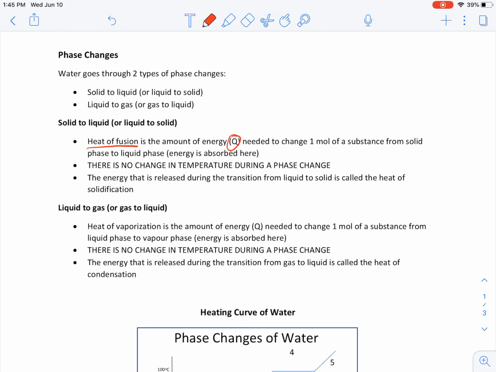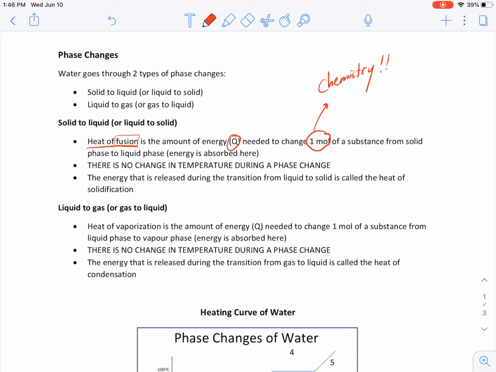to change 1 mole. Aha! Chemistry. 1 mole of a substance from a solid phase to a liquid phase. Remember that a mole is just a chemistry way of saying how much of something you have. It's a really big number. Regardless, I'm going to keep it really simple for this year because of everything going on. We're just going to use moles. So the amount of energy needed to change 1 mole of a substance from solid to liquid. That's heat of fusion.